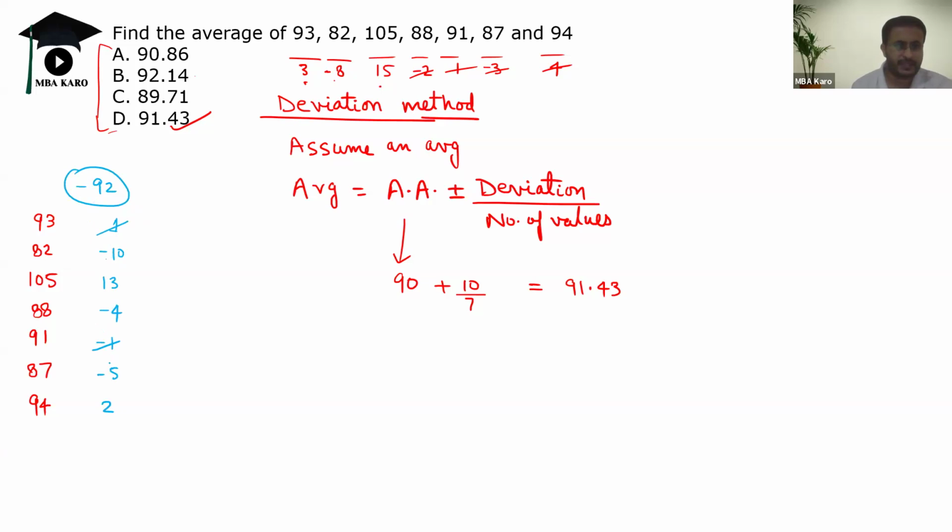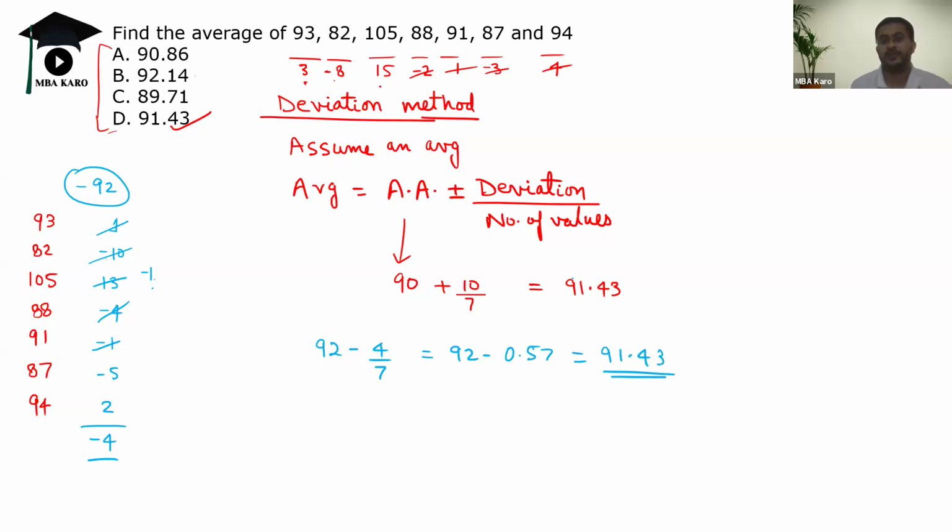Minus 10 and minus 4, minus 14. Right? This is minus 1. And this is minus 6 and plus 2, minus 4. So we are getting total as minus 4. So what will we do? 92 minus 4 by 7. So 92 minus 4 by 7 is 0.57. That is equal to 91.43.